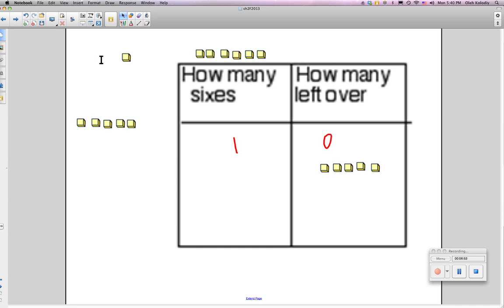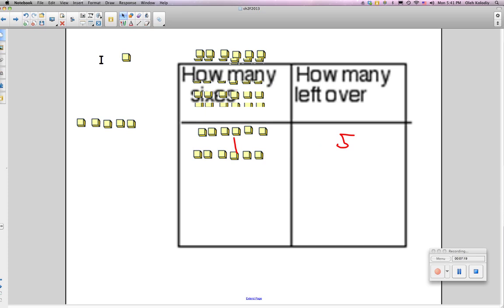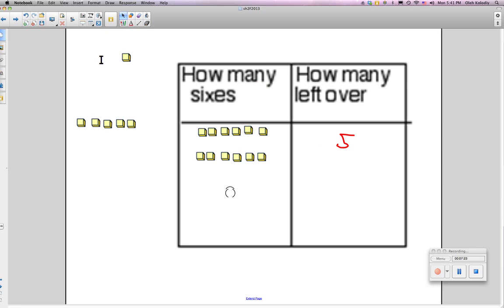Now if we add one more, so this many objects, we have now one group of 6 and 5 extra. If we add one more, how do we write the next number? Well, again, we make a group of 6, place it here into this column, and now we have 2 groups of 6, not 1.